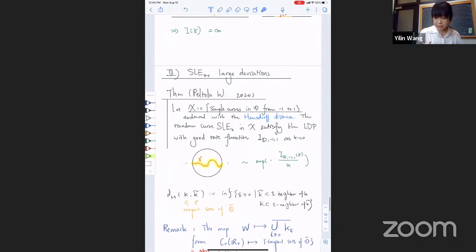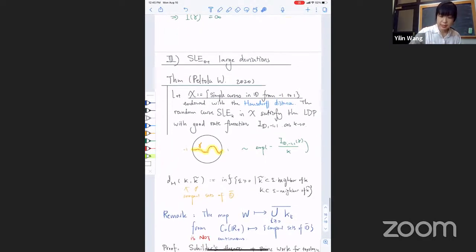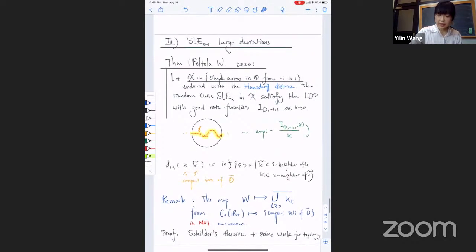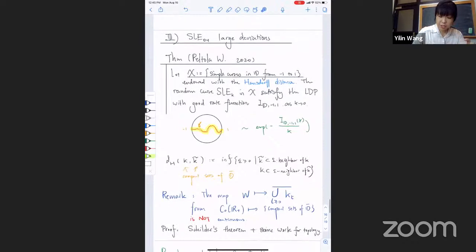So finally, this is the result I want to show you: the SLE 0 plus large deviation. There's another version, but I will just present the newer one, which is a joint work with Evelina Peltola. I mentioned that to talk about large deviation, we need to specify which topology we talk about. So I will sit inside the unit disk and look at curves going from -1 to 1.